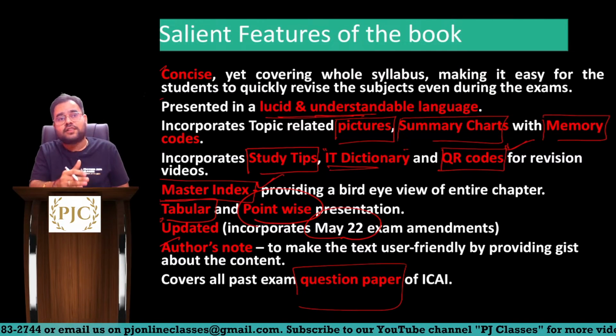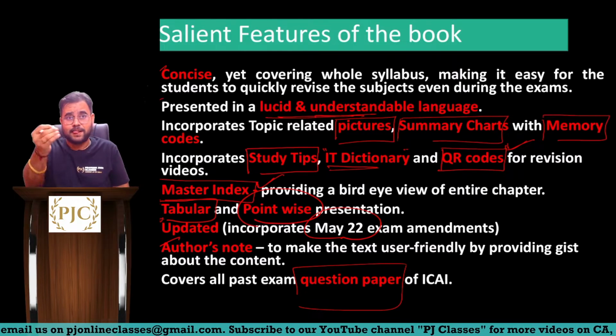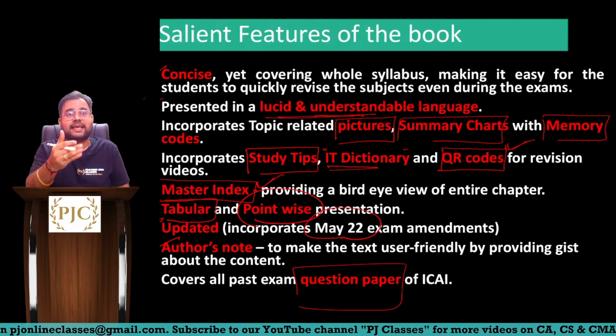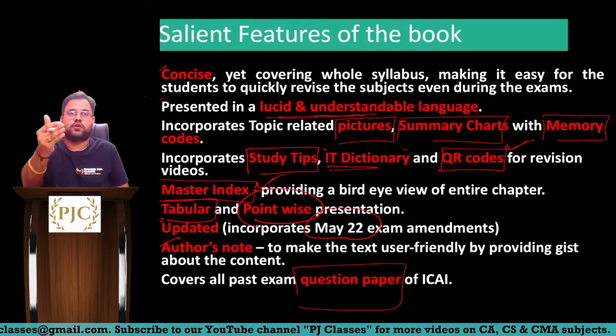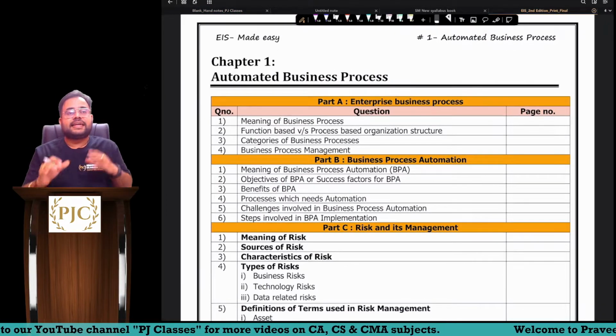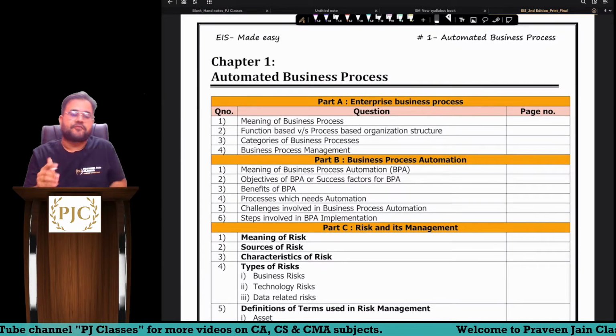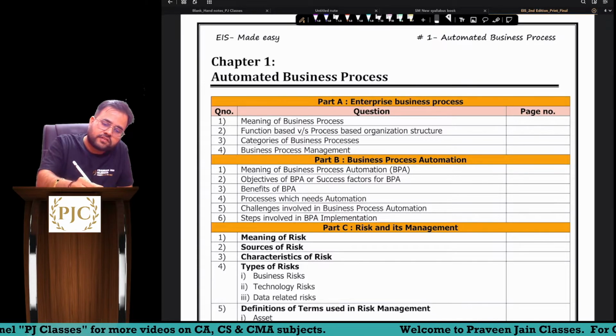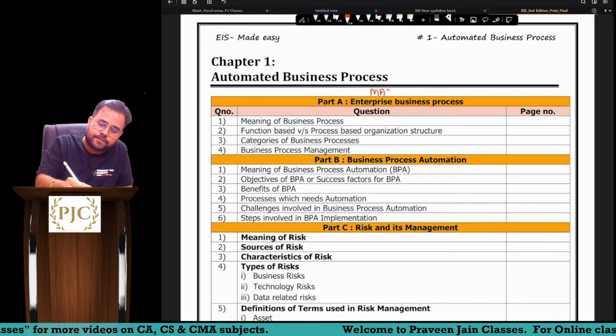Let us see whether all the salient features are incorporated or not, because saying is one thing, but you have to see whether it is done or not. So here it is. As I said, at the beginning of every chapter, you will find one master index. This is how the master index looks.